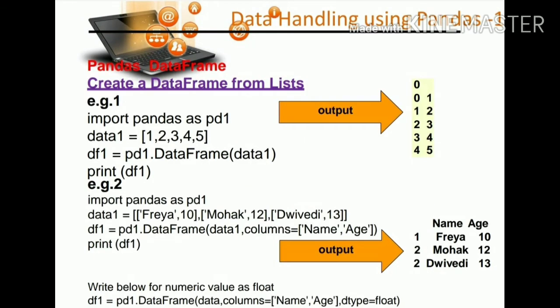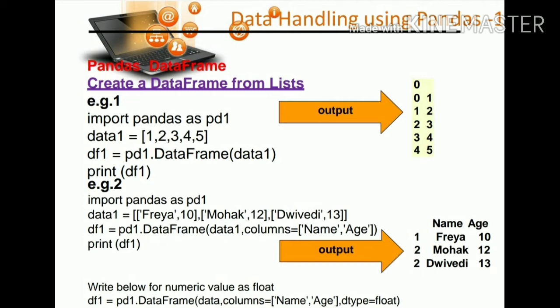Now see another example. Now we are creating a data frame from a list. A list we can create by using square brackets, if you remember. Now see the first example, import pandas as pd1. This is the name of the pandas object. Now data1 is the variable for the list. We are giving values 1, 2, 3, 4, 5 in square brackets. It means that data1 is a list variable. Then df1 is the variable in which we are saving the data frame. We want to create the data frame from a list, and the name of the list variable is data1.